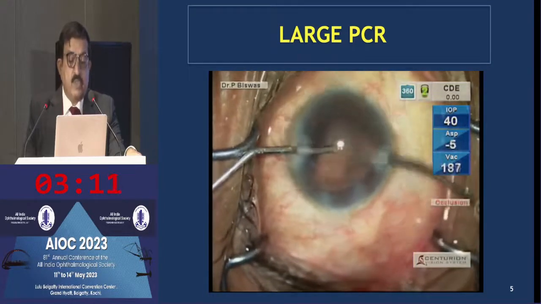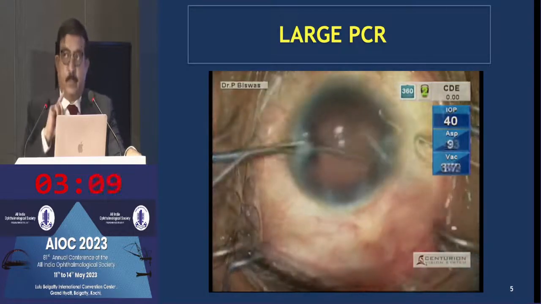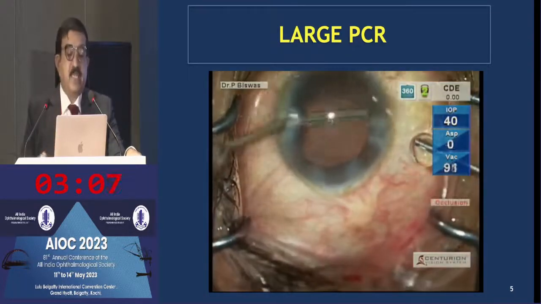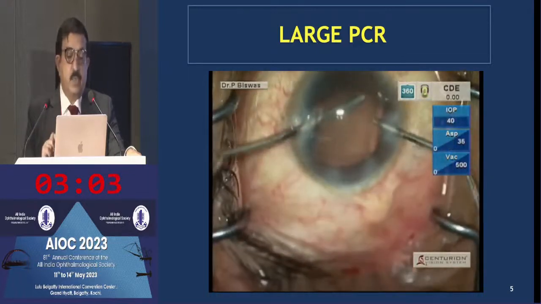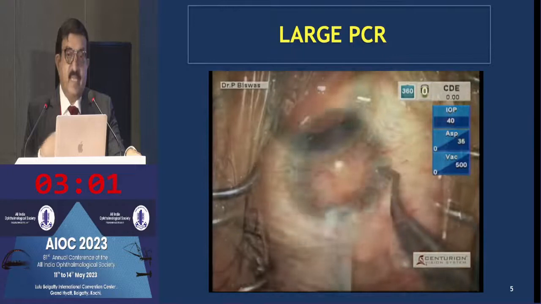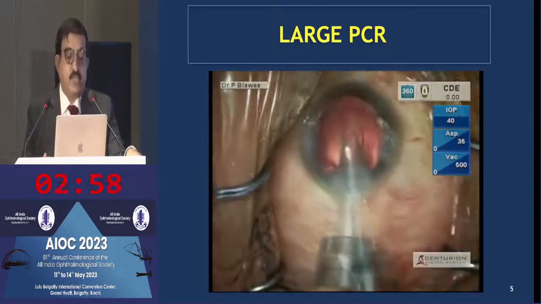So in most of these cases, the point where vitreous comes into the anterior chamber, that is the point where you have to put triamcinolone, do a vitrectomy, and then go to the next step, which is actually mandatory.